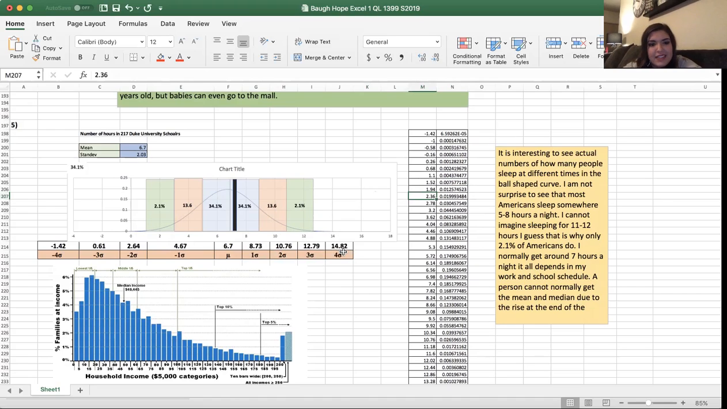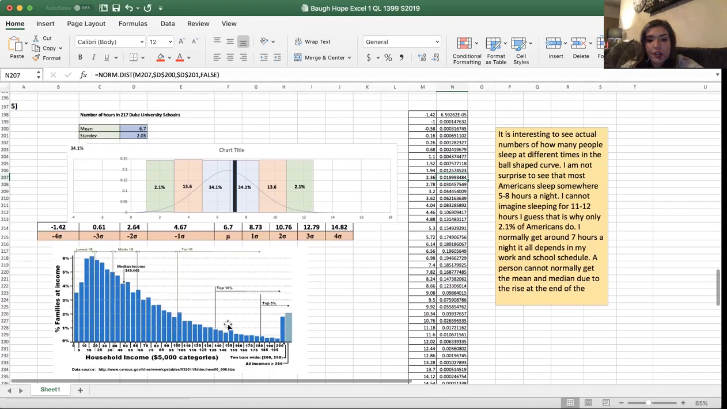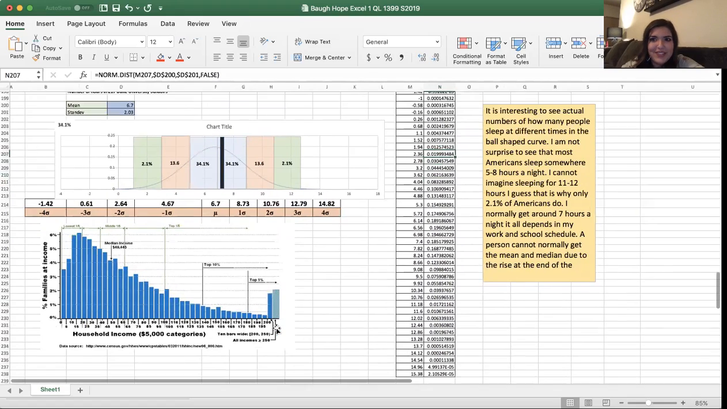So I really thought the bell-shaped curve was very neat, how it's done. And like I said, this was my first time doing this, and so it was very interesting to see how it's all done, and also just how the numbers can be figured in. But you cannot do a bell-shaped curve on the household income because of the rise at the end. It just cannot be done that way. And so that is why we cannot do a bell-shaped curve that way.